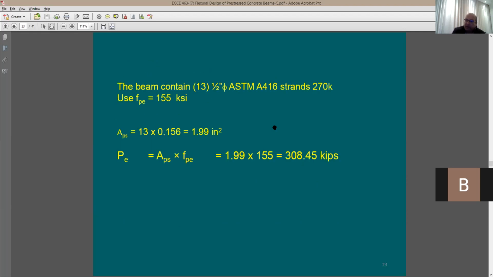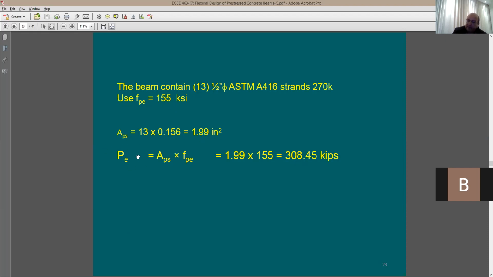In order for us to do the cracking moment, we need to know how much force we have applied on this beam. So we have 13.5 inch strands, cross-section area total is going to be 1.99 square inches, almost 2 square inches. Effective pre-stress is going to be 155 psi. We have a total of 308.45 kips. This is going to be P sub E.